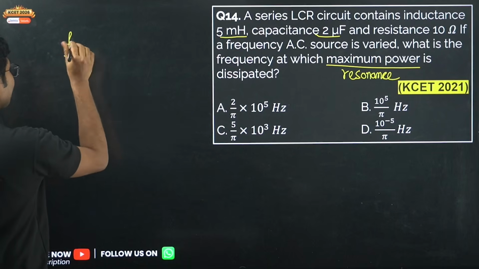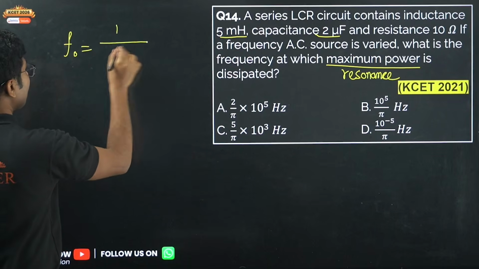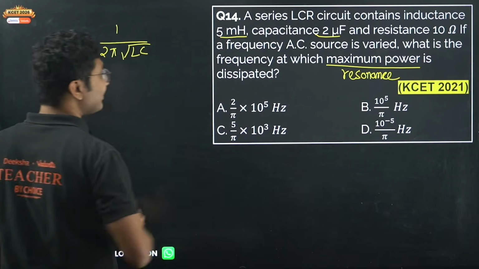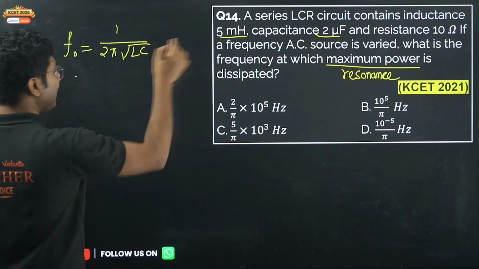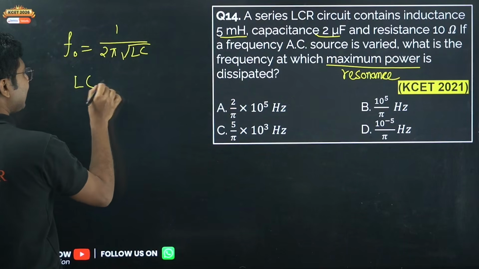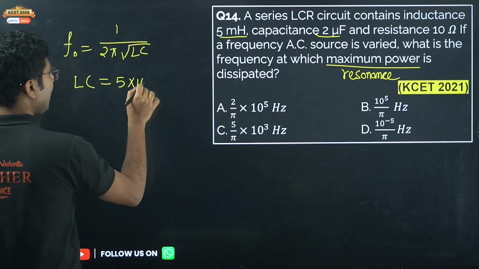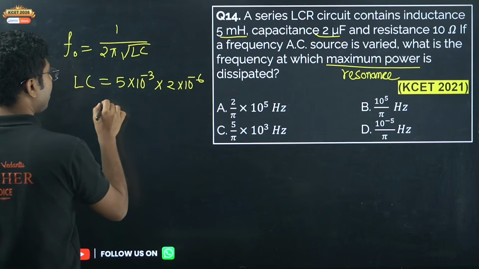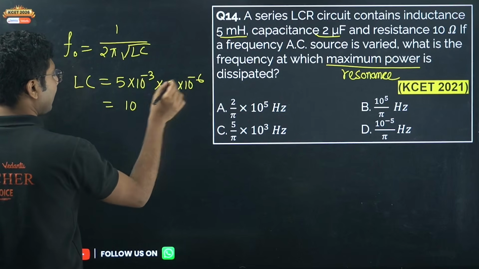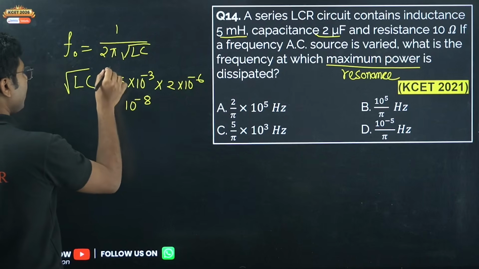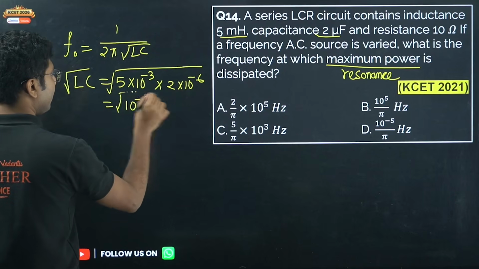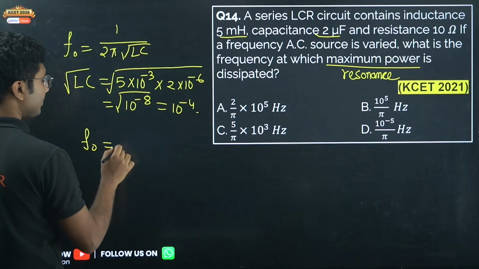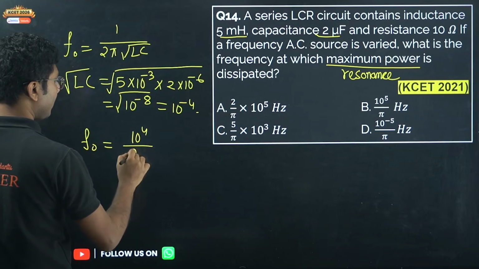What is resonance frequency? Resonance frequency is again 1 by 2 pi square root LC. Okay, so L here is 5 millihenry. So we will start with again the same calculation. LC is 5 millihenry and 2 microfarad. So it will be 10 to the power of minus 8, square root of 10 to the power of minus 4. So what is f naught? f naught equals 10 to the power of 4 divided by 2 pi.